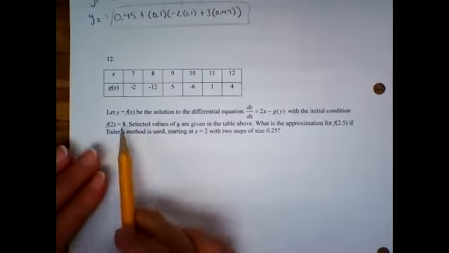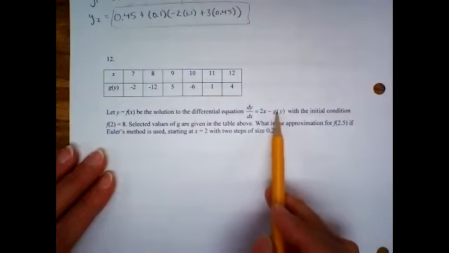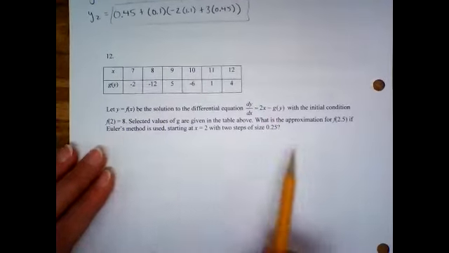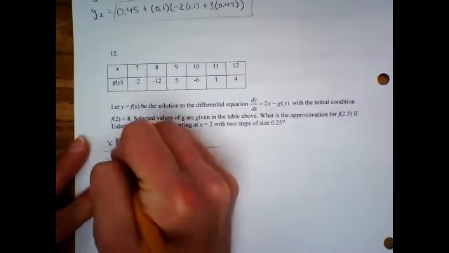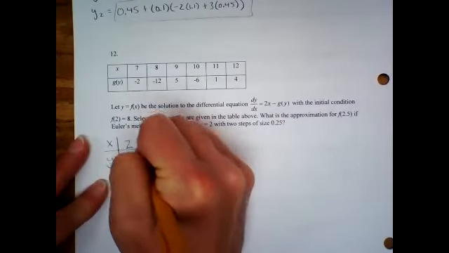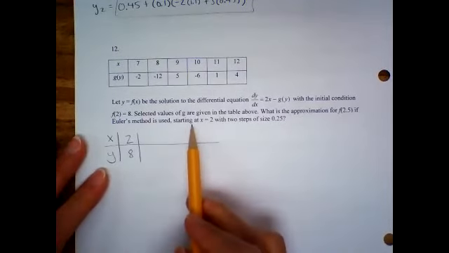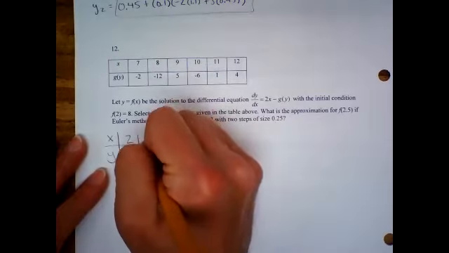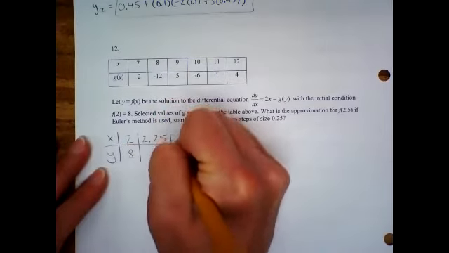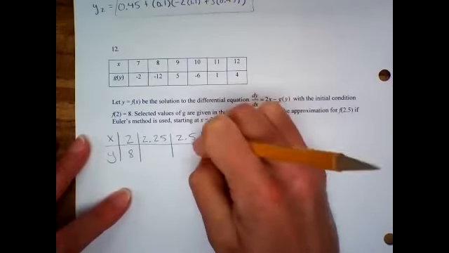All right, and then for this last one, here's our differential equation. It's in terms of this function g of y, which is given right here. Initial condition is 2,8. So let me get the table set up here. We're starting at 2,8. We want the approximation for 2.5 with step size of 0.25. So this would be 2.25 and then 2.5. So we don't need to go any further than that, which is kind of nice.